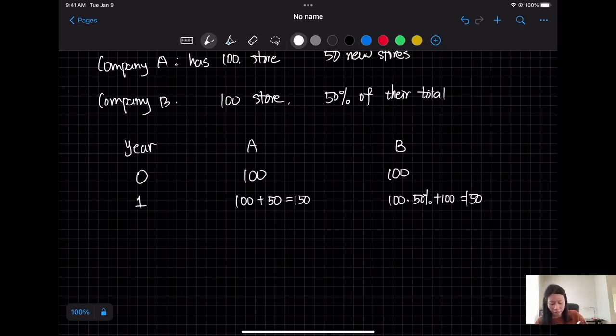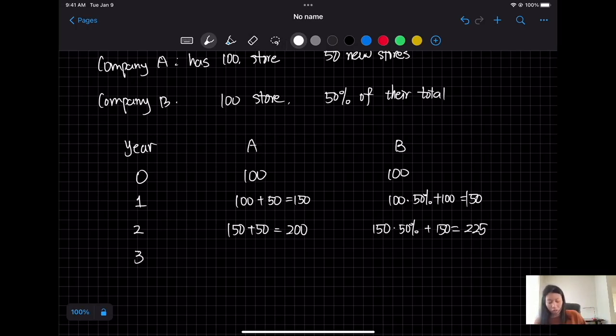For the second year, Company A is going to expand another 50 stores, which is 200 stores by the end of the second year. However, Company B is going to grow by 50% of what you have from the previous year, which means it is 150 times 50% plus 150, which gives you 225.